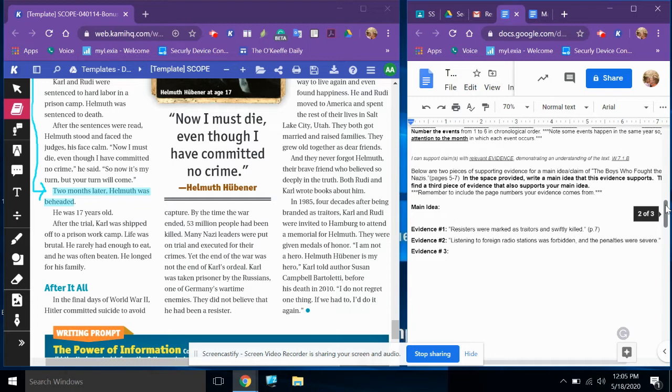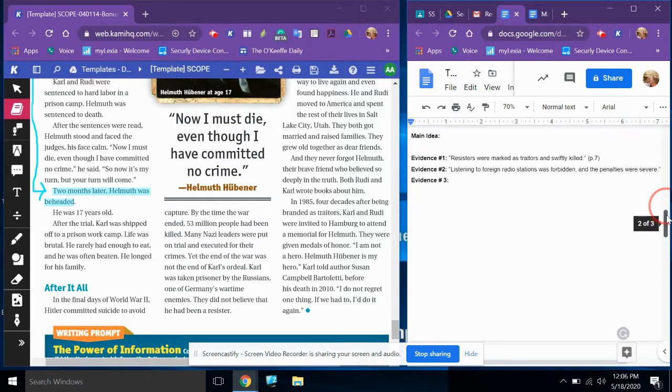Below are two pieces of supporting evidence for the main idea and claim of The Boys Who Fought the Nazis on pages 5 through 7. In the space provided, write a main idea that this evidence supports. Then find a third piece of evidence that also supports your main idea. And remember to include the page numbers in parentheses behind your quote. So you're going to write a main idea and a piece of evidence.